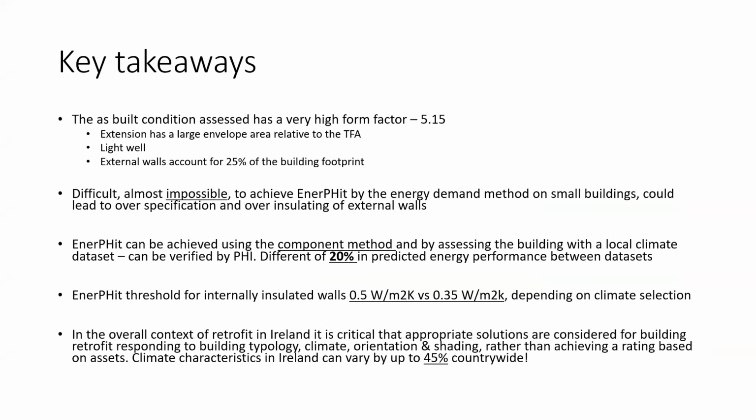So some of the key takeaways from what we assessed is that the as-built condition assessed is an extremely high form factor. I know Joseph has covered form factor already earlier, but our form factor calculation came in at 5.15, and there's a few reasons for that. One of the reasons is the extension that has gone onto the dwelling has a high surface area relative to the treated floor area, and in Passive House we're measuring externally as well.